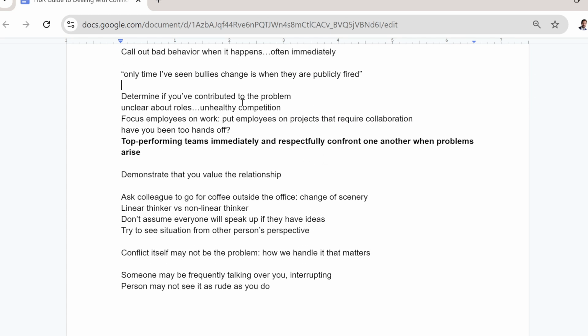Determine if you've contributed to the problem. So in this case, think of yourself as a manager. Maybe you were unclear about the roles that you assign to people. Maybe you fostered unhealthy competition between your underlings. One solution would be to focus the employees on work. So for example, put employees on projects that require deep collaboration. Maybe you've been too hands off.